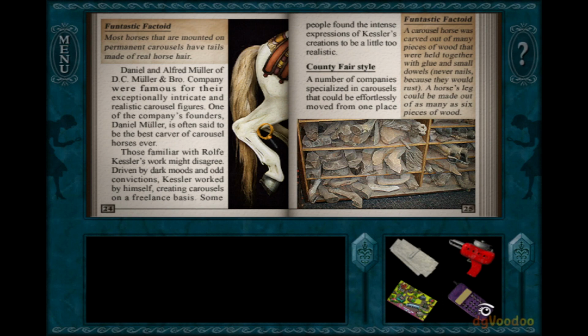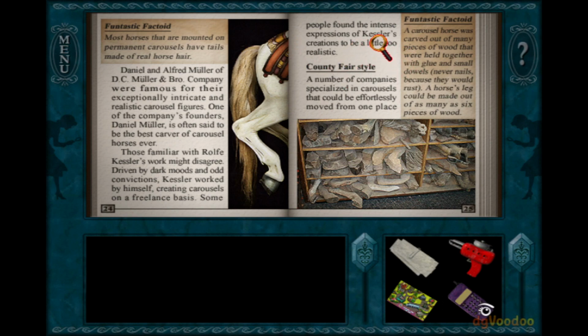Daniel and Alfred Muller of D.C. Muller and Bro. Company were famous for their exceptionally intricate and realistic carousel figures. One of the company's founders, Daniel Muller, is often said to be the best carver of carousel horses ever. Those familiar with Rolf Kessler's work might disagree. Driven by dark moods and odd convictions, Kessler worked by himself, creating carousels on a freelance basis. Some people found the intense expressions of Kessler's creations to be a little too realistic.